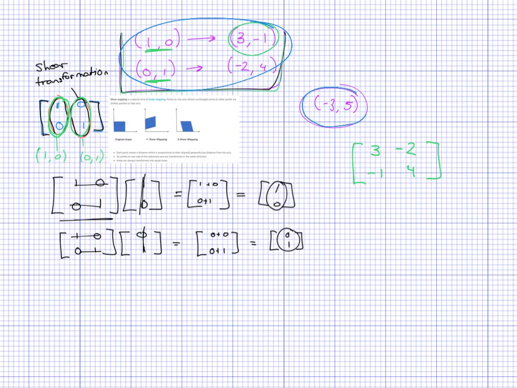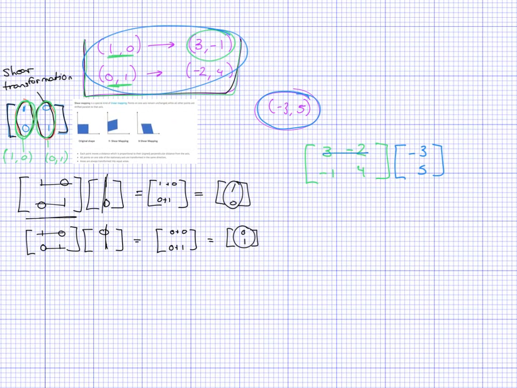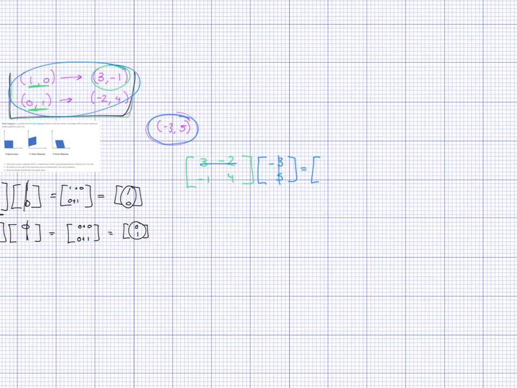All right, so if I just multiply my new transformation matrix by the new point that I want to move, I'm going to have rows by columns, so it's going to become, I'll just move this to the side, it's going to be 3 times minus 3, which is minus 9, plus minus 2 times 5, which is minus 10. All right, and then in the bottom row, it's going to be minus 1 times minus 3, which is 3, plus 4 times 5, which is 20. So I'm going to have a new point of minus 19, 23.